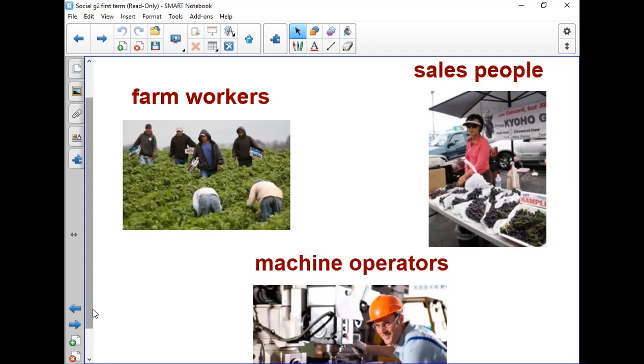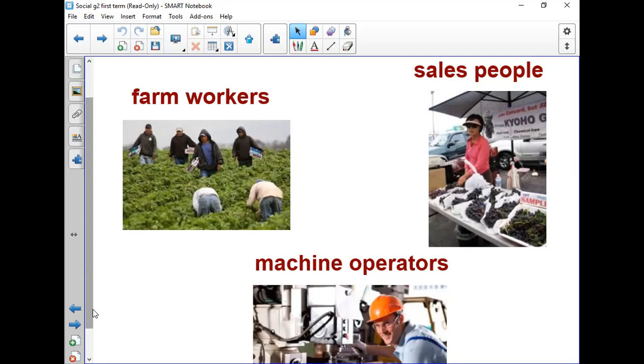The third example of human resources, they are salespeople, the people who are selling the raisins for you. Where do you buy it? You buy it from the market. Who sells it? The sellers. So the salespeople, they are the third example of human resources.